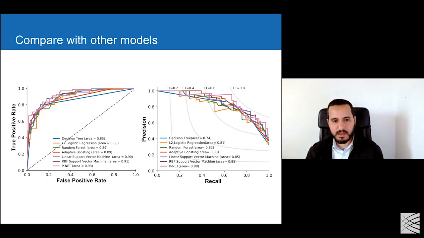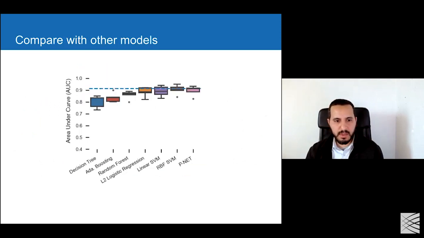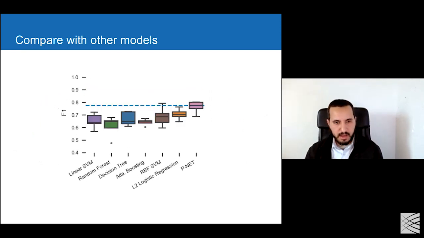the performance is comparable. When we did standard 5-fold cross-validation, we found that PNET is achieving even higher performance in terms of the area under curve, area under precision recall curve, and even the F1. And the variance is probably less than the other models as well.